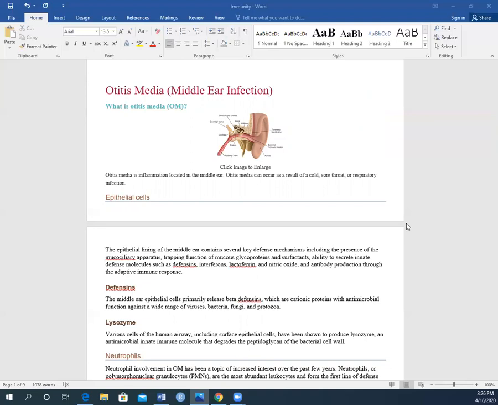You have those chemicals being released, the defensins and the lysozyme. These are both going to have antimicrobial factors. And then you're going to have the neutrophils and macrophages coming in. So these defensins, neutrophils, and macrophages are all your innate immune response. And again, this should be functioning fine unless you're immune compromised or this is a secondary infection.